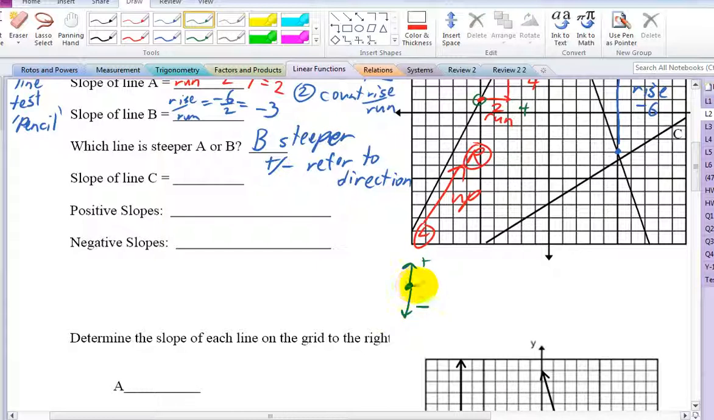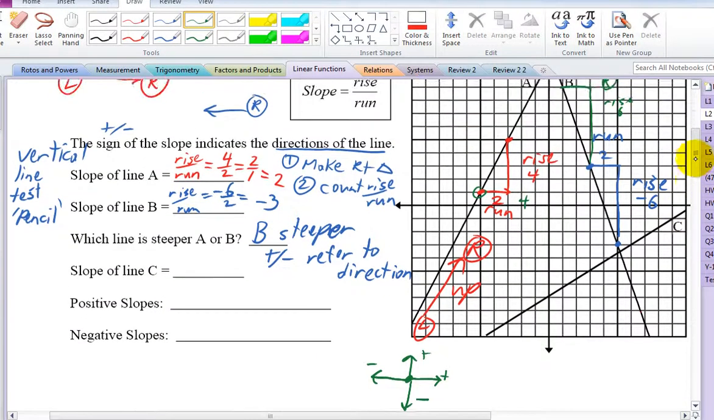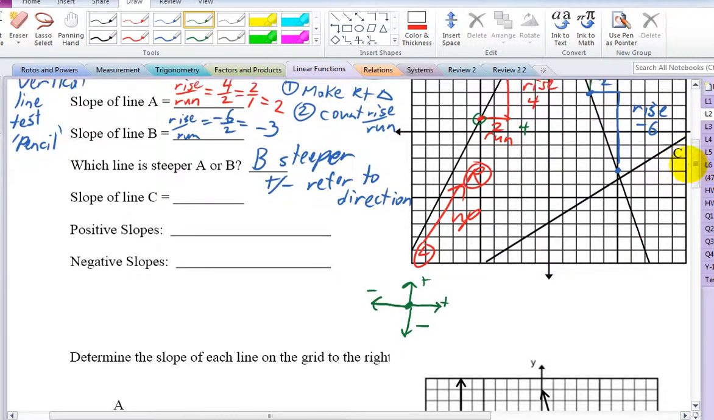Now, if you count right, you count positive. If you count left, you count negative. That's just like your grid. Do you guys realize that? All right, it's just like your grid. Okay, so really, this is something that's kind of important right here. You should really get that idea of how to count.